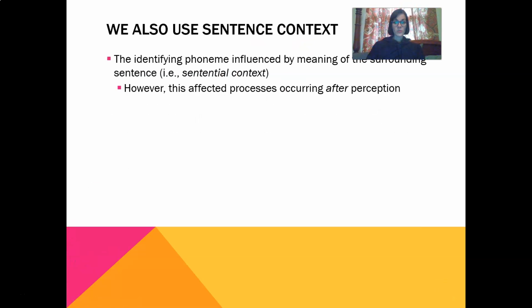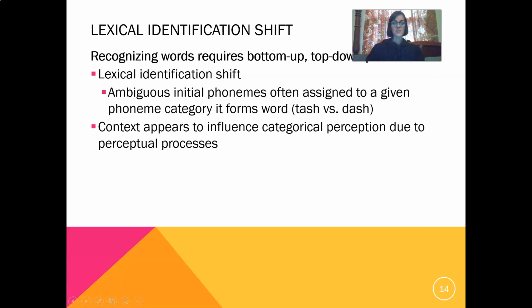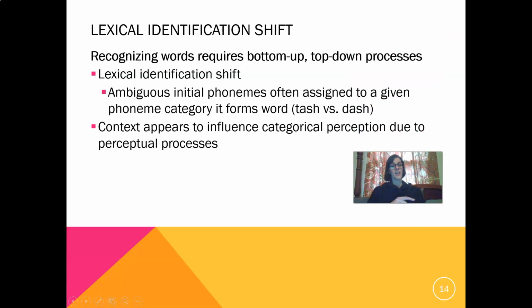So one of the other things that we find that tends to happen is something called a lexical identity shift. When we are recognizing words in a stream of auditory speech, this requires both bottom-up processing and top-down. By and large, anytime that we're navigating stimuli in our environment, we are never purely using bottom-up information and we're never purely using top-down. We're using both to try to process things as quickly as possible. One of the ways that we can see this interaction between bottom-up information and top-down information is with something called the lexical identification shift.